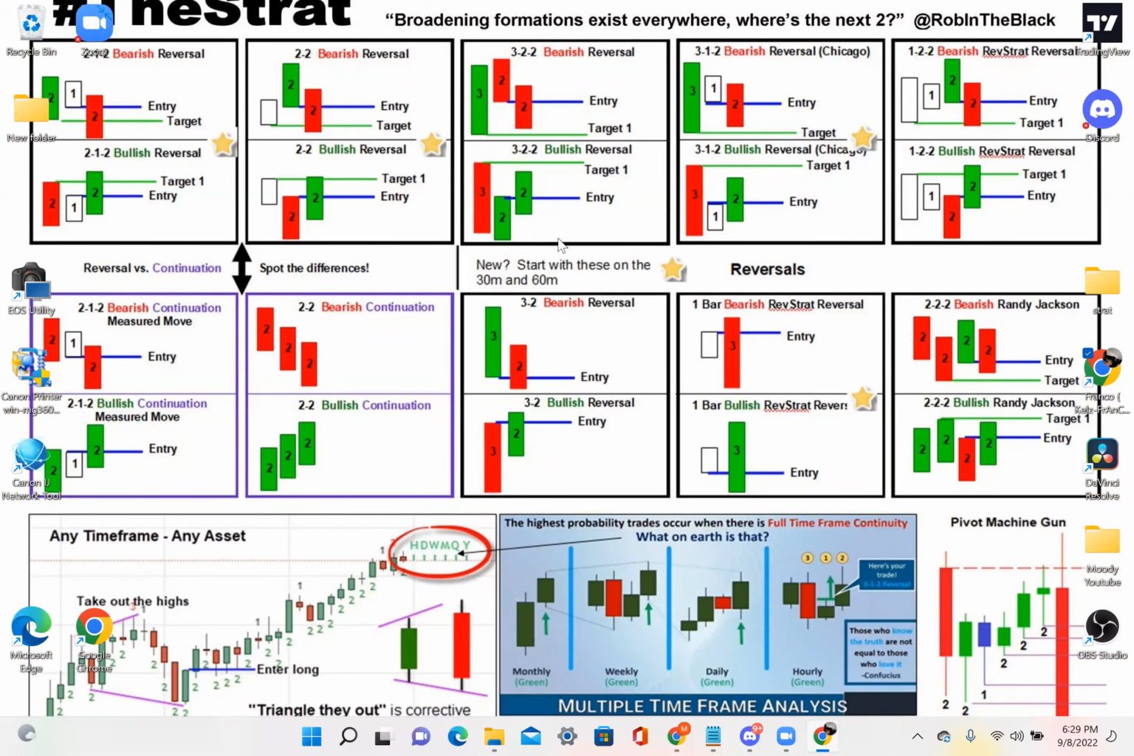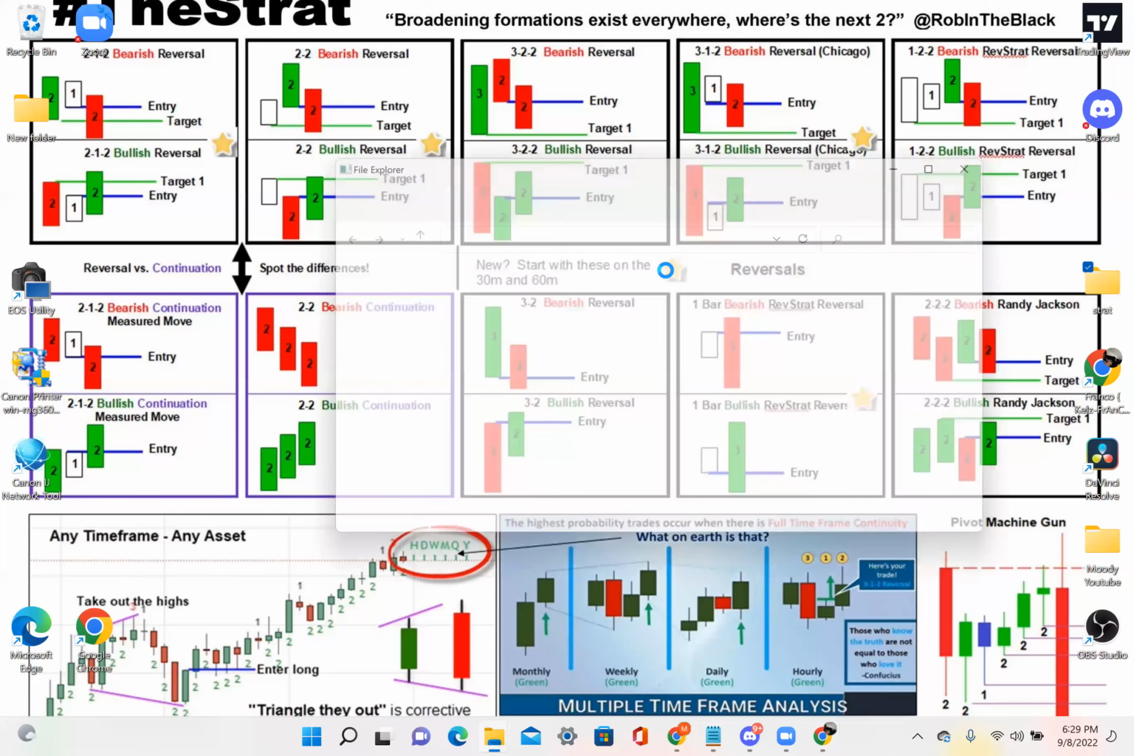The strat is a strategy, not an indicator. It's just a strategy on how you trade. There's only 3 things that the market can do. The market is either going to give you a 1 bar, which is an inside bar, which we do not trade. We don't trade these, right? Or it's going to give you a 2 bar, which, look, I'll pull it up so you can even read it.